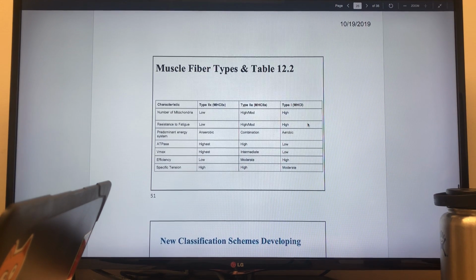Now, type 1A, which is your slowest one, has high numbers of mitochondria because that's your endurance one. You need a lot of energy to keep your endurance ones kicking. That means it's got high resistance to fatigue. So when you have a buildup of lactate, it's usually these two that get a lot of lactate buildup. That's why you feel more tired. These guys are chill for a long time.